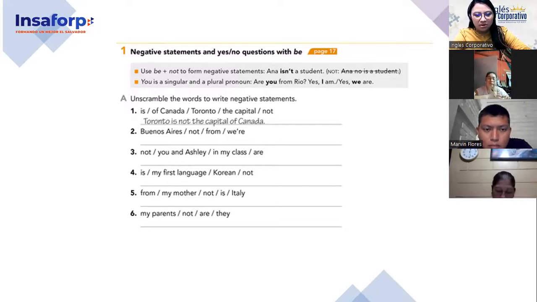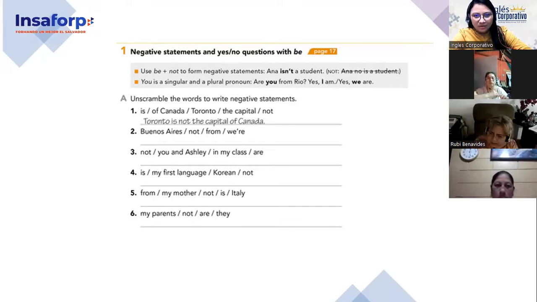So what is the capital of Canada? Do you know? Is that true? Is that false information? ¿Qué piensas? Ontario. Ah, okay. So if we want to correct the information, we can say Toronto is not the capital of Canada. Ontario is the capital.